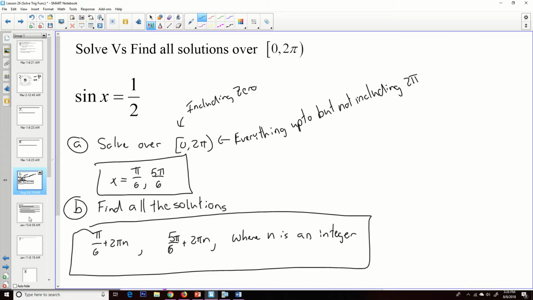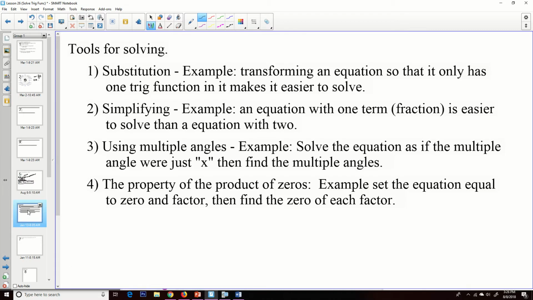Now, go to the next slide. There we go. Tools for solving. Substitution. Here's an example. Transforming an equation so that it only has one trig function usually makes it easier to solve. So if you end up with something like cosine squared plus sine plus one of the others, try and do a simple transformation or a substitution to get all of the trig functions to be the same. So it's like all sine, all cosine, all tangent.